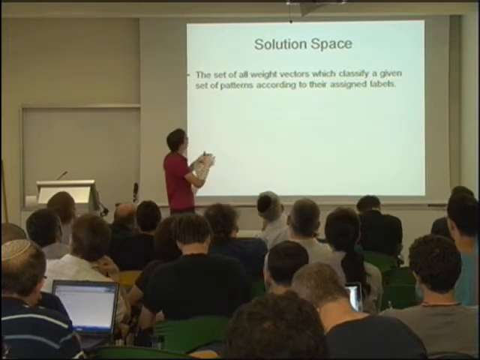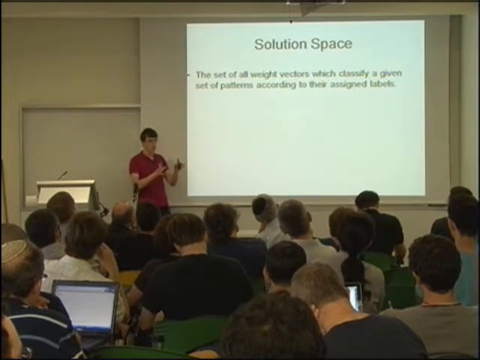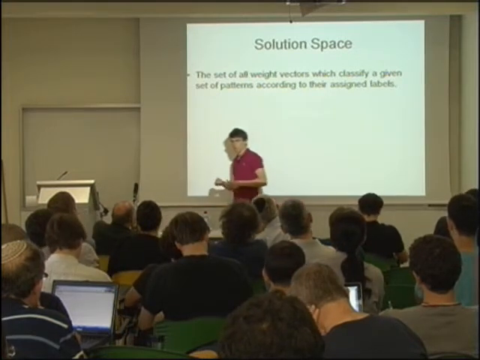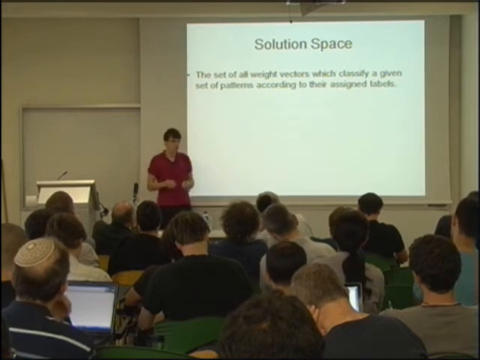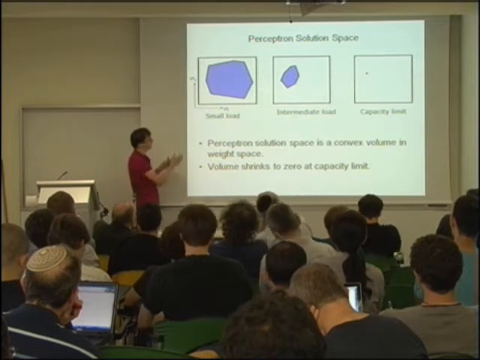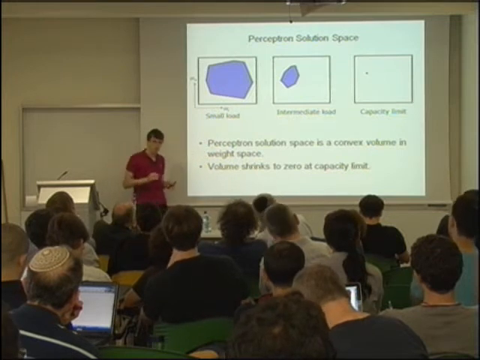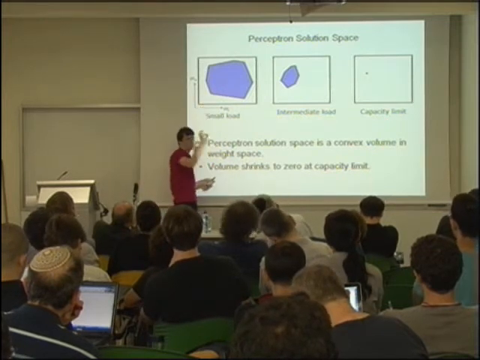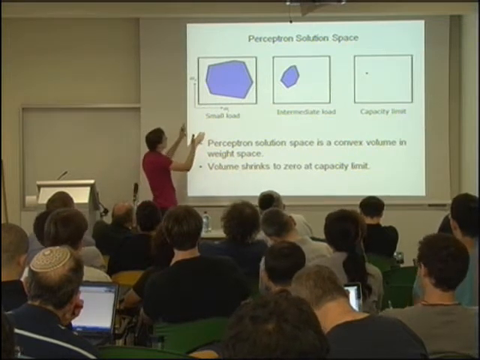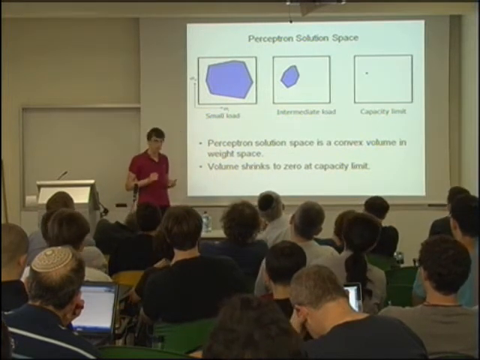The set of all weight vectors which classify a given set of patterns according to the desired labels, we call a solution space. Usually we have many solutions, and they form some volume inside the entire n-dimensional space of the weights. I can schematically draw this in simple boxes. Each box is the n-dimensional space of the weights. Each point in the box is one weight vector. And the blue region inside each box is the solution space.